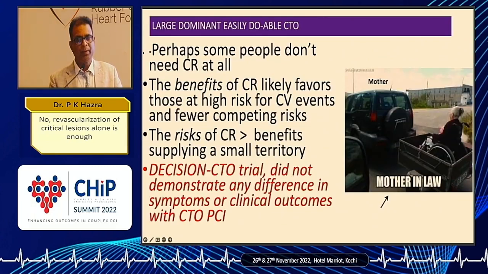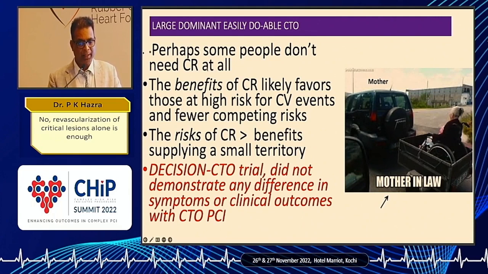CHIP CTO is like, if you're talking too much about a small branch, it's almost like pulling your mother-in-law on another cart. So forget the mother-in-law, protect yourself, be selfish sometimes. Perhaps some people do not need complete revascularization at all. The benefits of CR likely favor those at high risk of CV events and fewer competing risks. The risk of CR is more than the benefit when supplying a small territory. Do not venture into that.